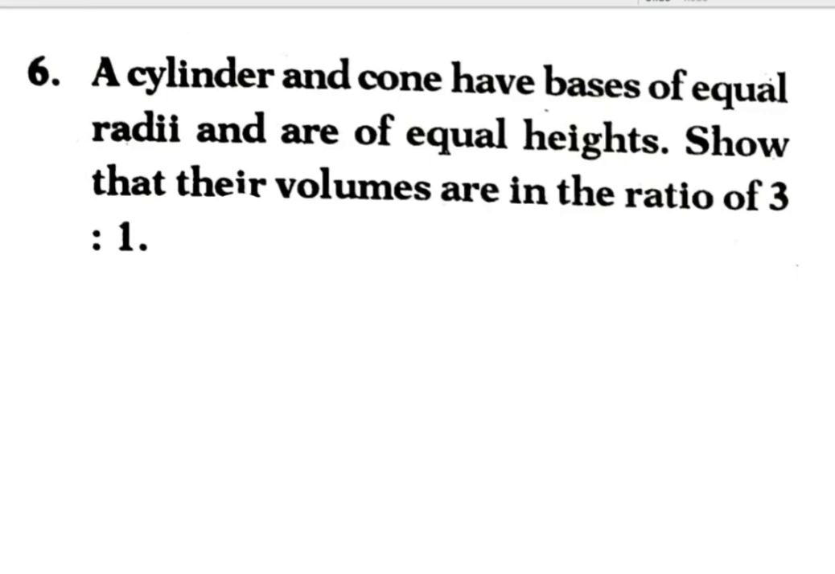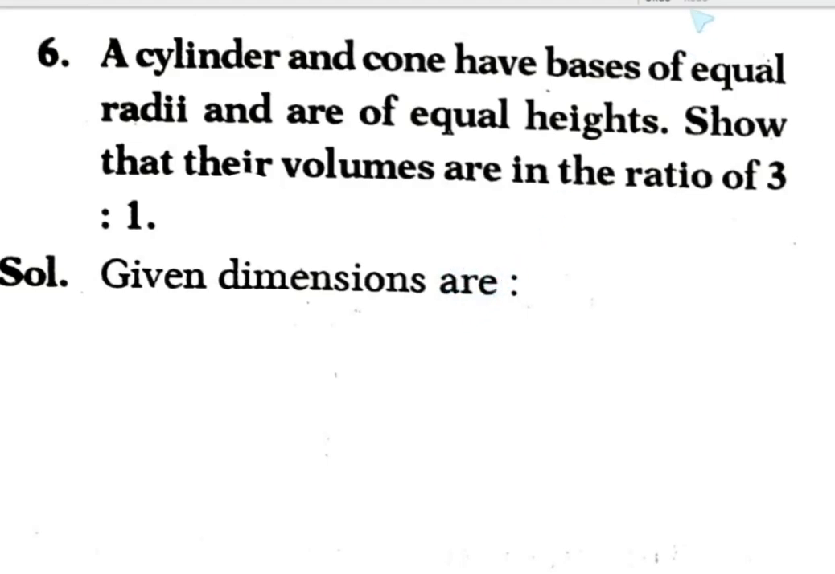A cylinder and cone have bases of equal radius and are of equal heights, so that their volumes are in the ratio of 3:1. Cone and cylinder have bases of equal radius and equal heights. So then the volumes of the cylinder and cone are in the ratio 3:1. We need to show that.